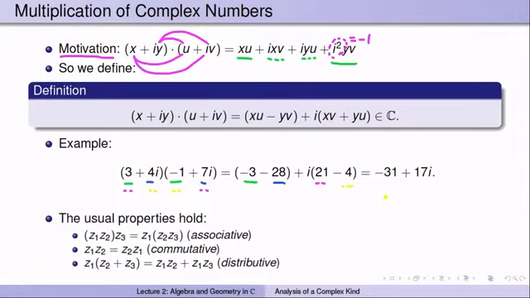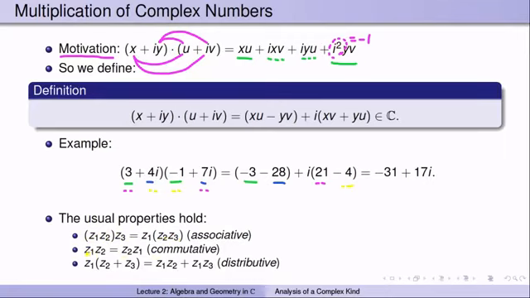Now one can check that with this definition, the usual properties of multiplication still hold, even though we're now multiplying complex numbers and not just real numbers. For example, z1 times z2 times z3: if you want to multiply three numbers, it doesn't matter if you multiply the first and the second first, and then take the result and multiply by the third, or you multiply the second and the third, and then the first one times that result. This is called associativity. You can move these parentheses around and decide which multiplication gets executed first.